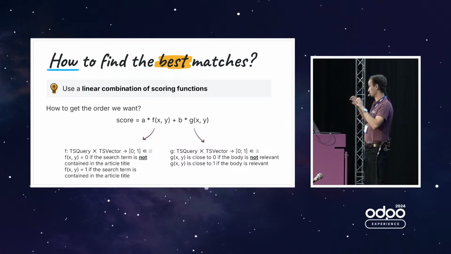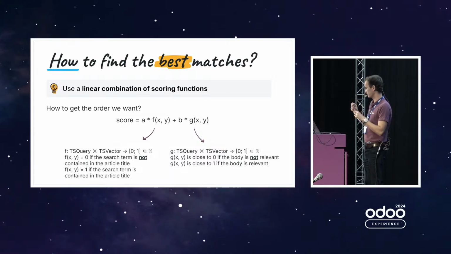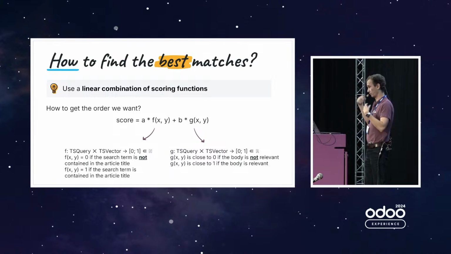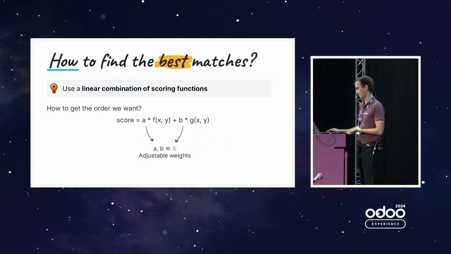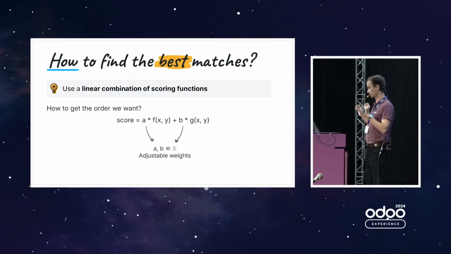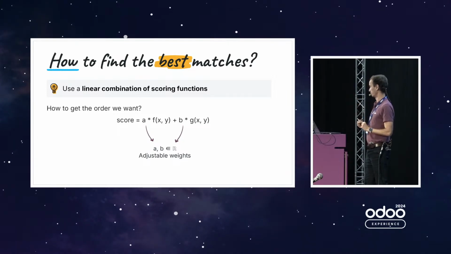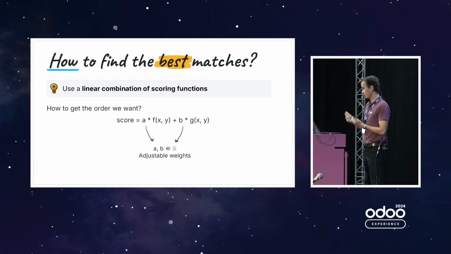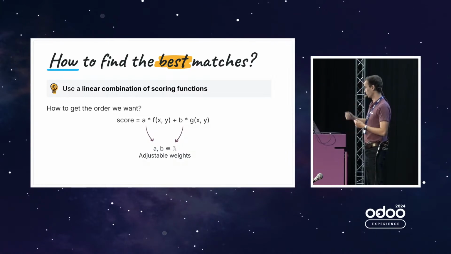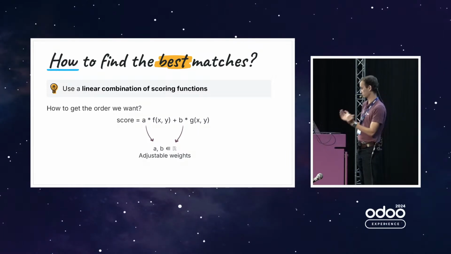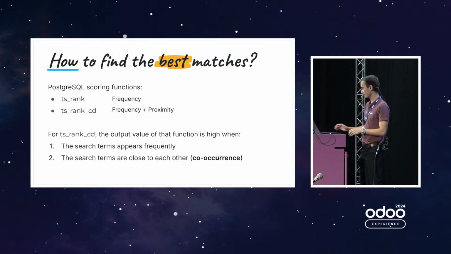And if you just do the sum, well, if the article matches with the title and the body, then you will have a higher score, and it will rank higher in the hierarchy. And you can also adjust the weights to put more emphasis on one term or the other. And you can also build a more complex function with other parameters if you want to, but for the sake of simplicity, we can have something that will look like this.